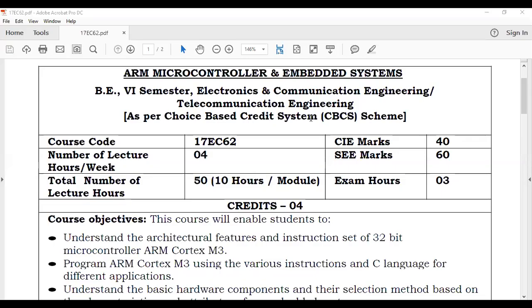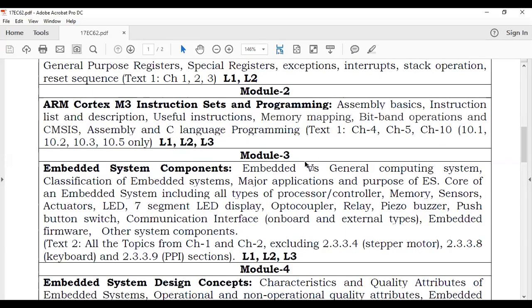Hello everyone. So today we will start with the remaining part of the second module. In the syllabus for the second module, we have completed some of the parts, like memory mapping, bitband operations, and CMSIS. So this part is already done. We are yet to complete the important topics in this module regarding the instruction sets and programming.